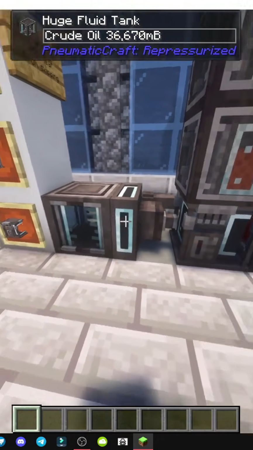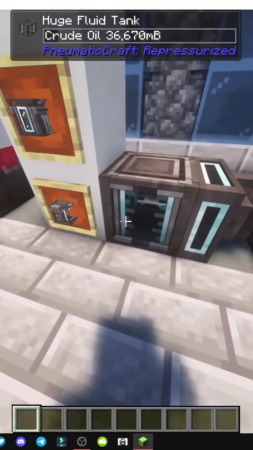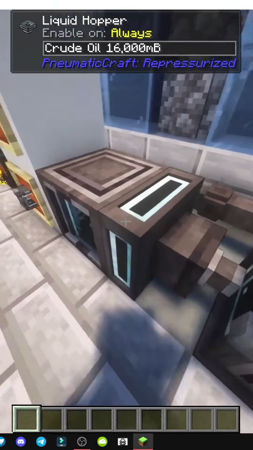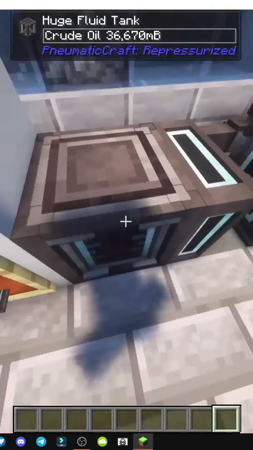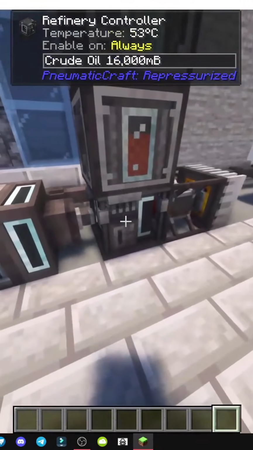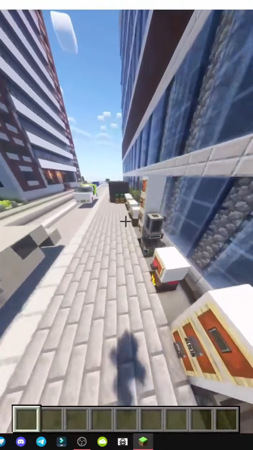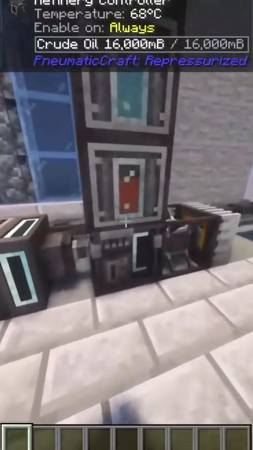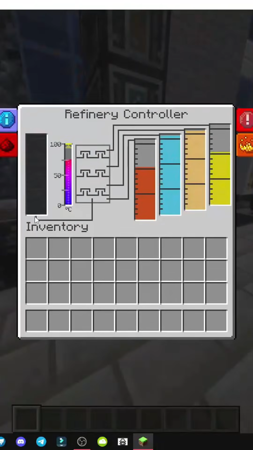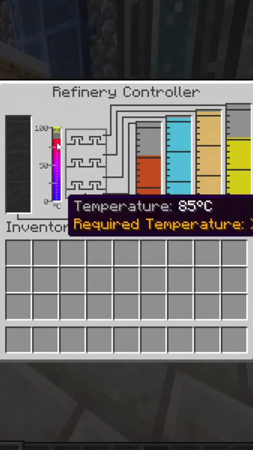How does the refinery controller work? Well, here I've connected a fluid tank to the refinery controller through a liquid hopper, which basically takes the crude oil from here and moves it to the right. But we could easily connect it to the gas lift machine, but we'd have to make sure it's always on. So, as you can see here, it's full of crude oil.